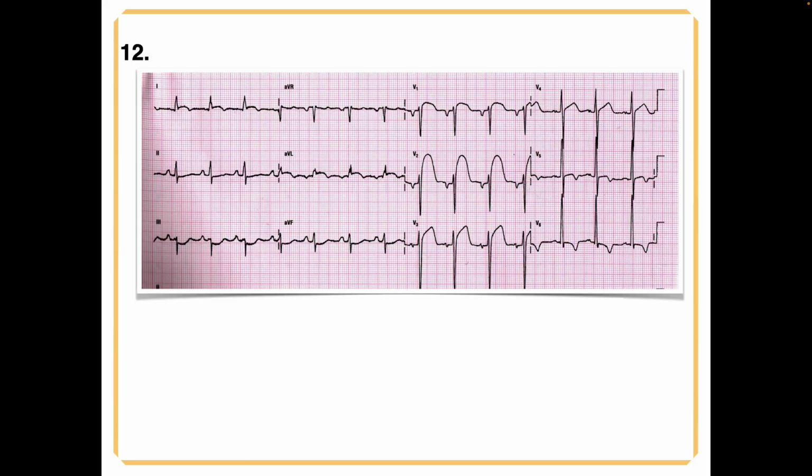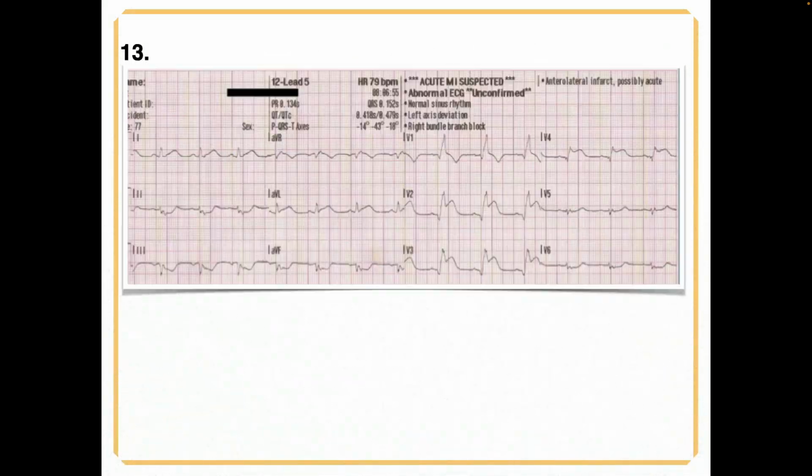The last one is a right bundle branch block. So we don't use Sgarbossa, but it is a STEMI. There is a STEMI. And where is it? Anteroseptal. Okay. It'd be like V2.